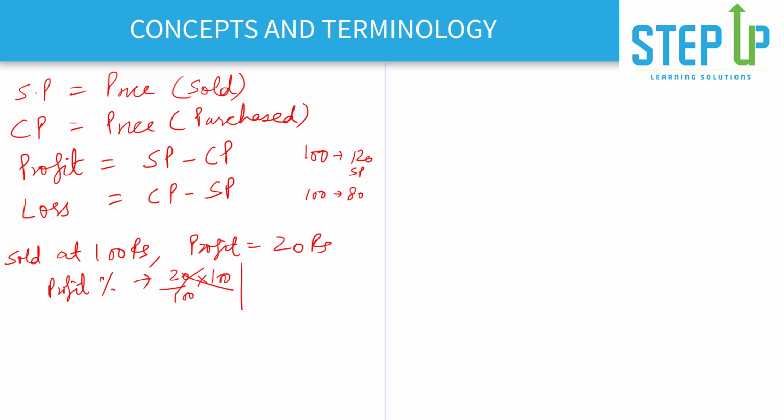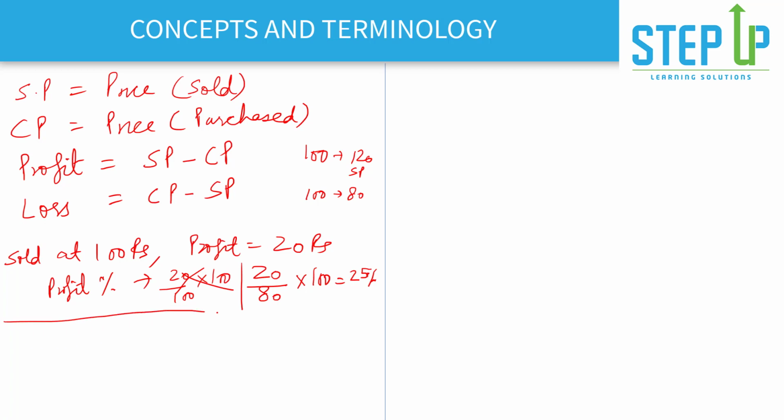Please understand, profit percentage or loss percentage, that means profit or loss, both are realized at cost price, not on selling price. So in this case, when you say an article is sold at 100 rupees, profit is 20 rupees, meaning the cost price is nothing but 80 and your profit that you made is 20. So this should be 20 upon 80 into 100, which is not 20% but 25%. So be careful around this profit and loss percentage, always realized at CP.